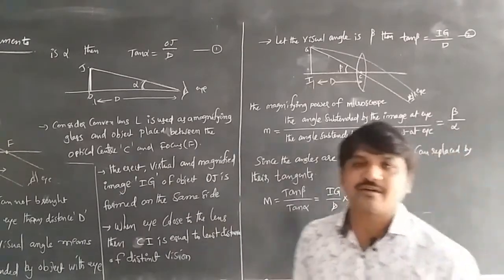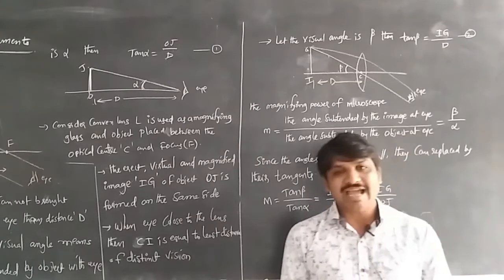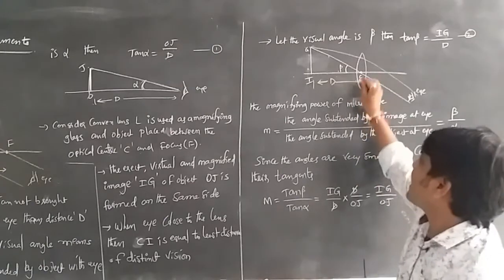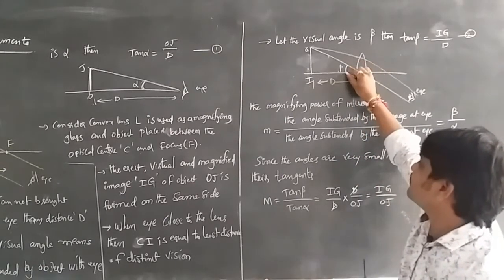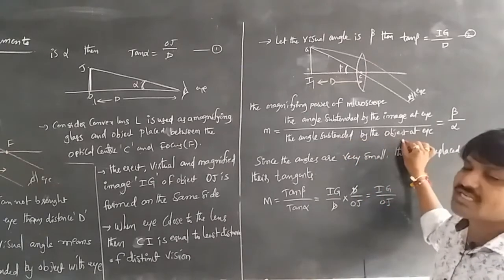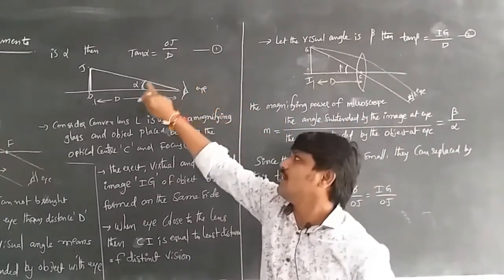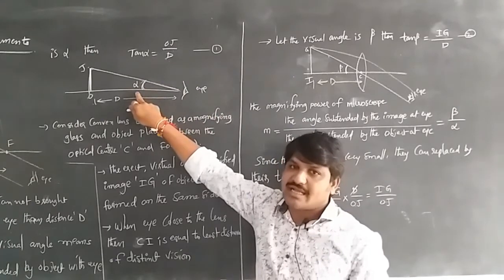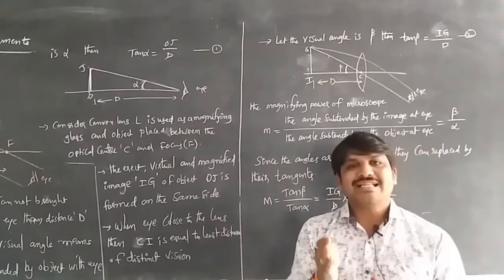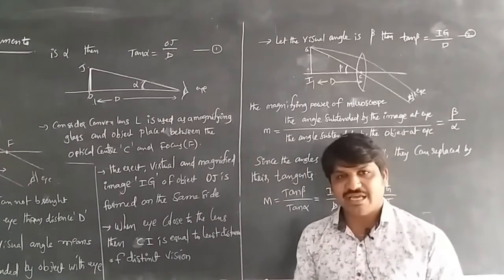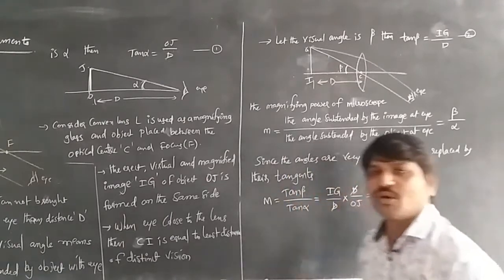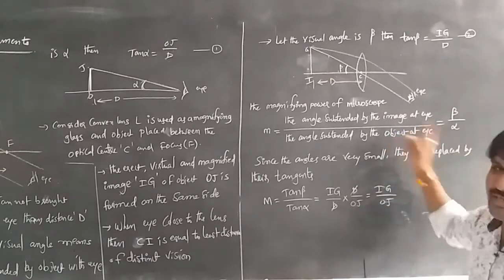The magnifying power of a lens is nothing but the angle subtended by the image at the eye, beta, divided by the angle subtended by the object at the eye. The ratio of the angle subtended by the image at the eye to the angle subtended by the object at the eye is called the magnifying power of the microscope.